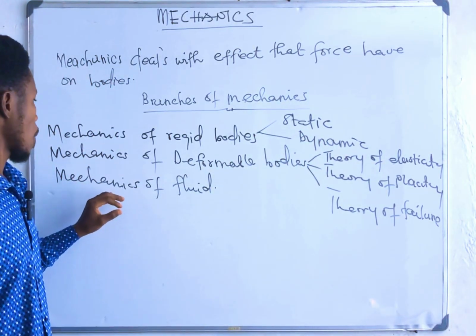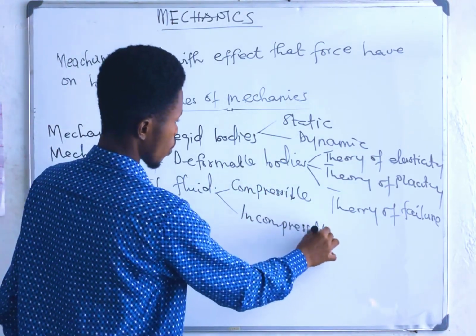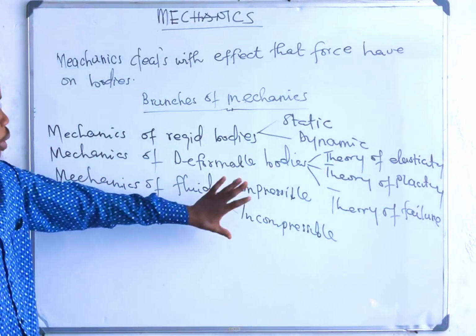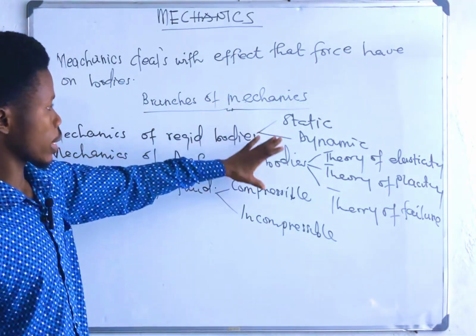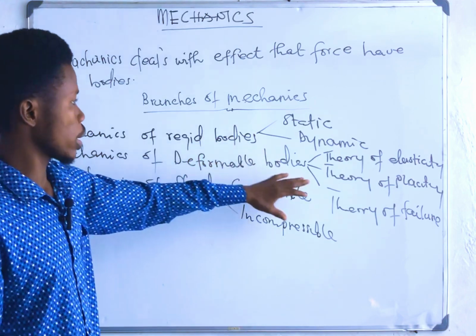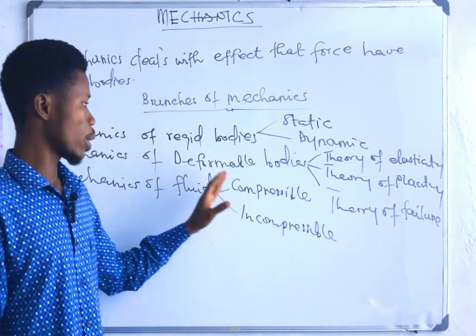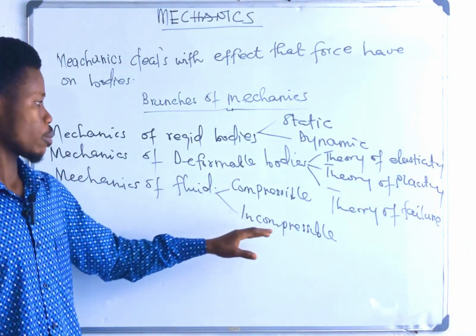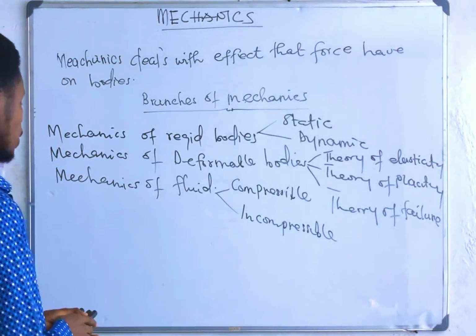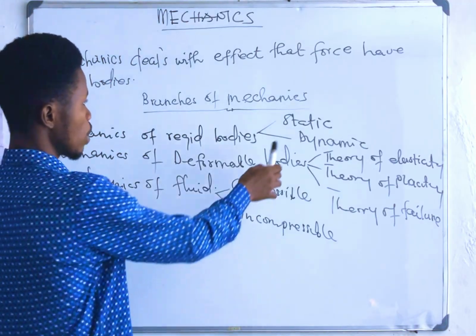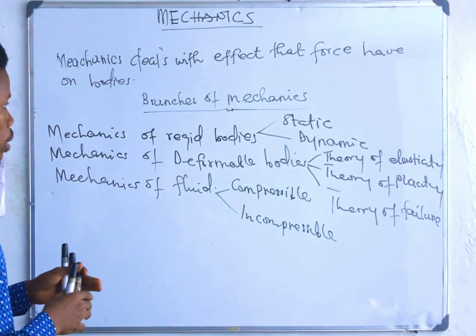Then let's look at the mechanics of fluid. So these are the three types. Mechanics of rigid bodies is static and dynamic. Mechanics of deformable bodies is theory of elasticity, theory of plasticity, theory of failure. Then that of mechanics of fluid is compressible and incompressible. So these are the three main types. Now you are going to look at the meaning of static and dynamic. You will not go much into it, but let's look at what that means.